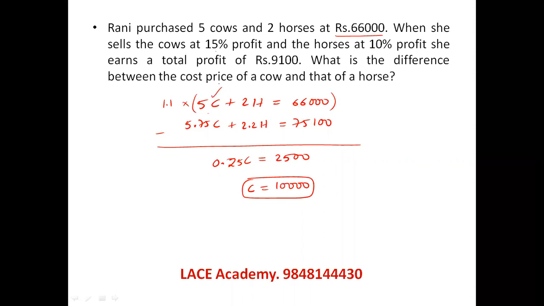When I put 10,000 here, it is 50,000. 50,000 and 66,000, the difference is 16. So each horse is equal to 8,000. So what's the difference between the cost price of cow and horse? 2,000. Don't waste any time unnecessarily.